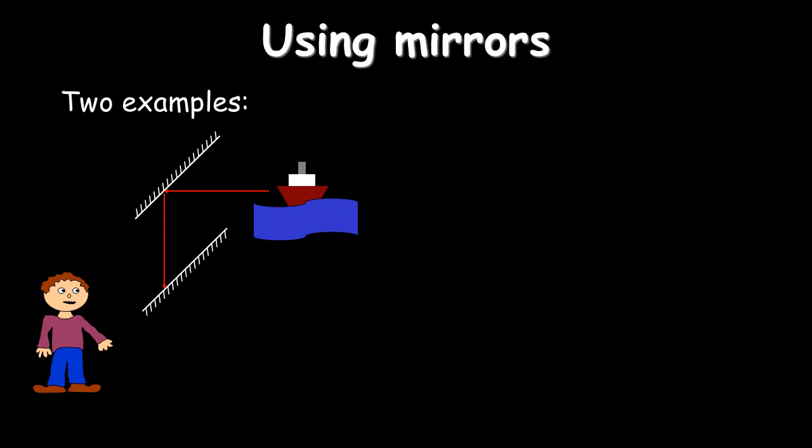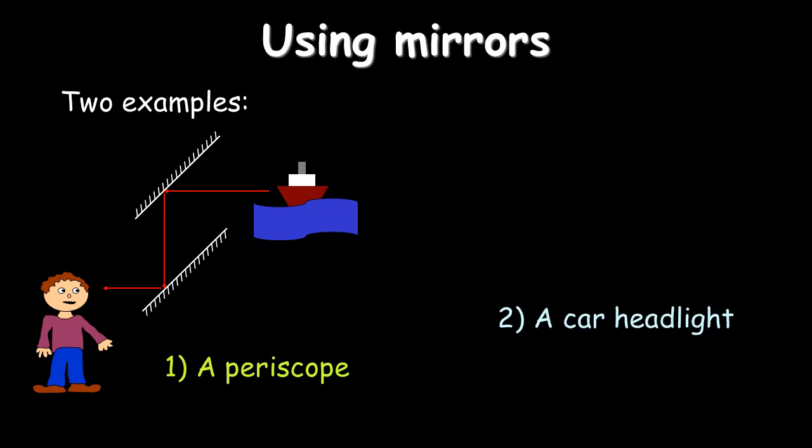Periscope is one use of mirrors. Here, two plane mirrors are kept parallel to each other, and we can observe a distant object from one side of the periscope. Another example is the car headlight, where we use a spherical mirror. We'll learn about the spherical mirror in the next part.